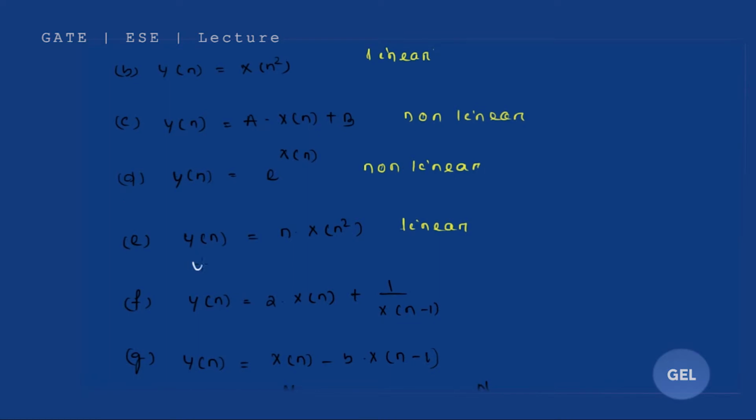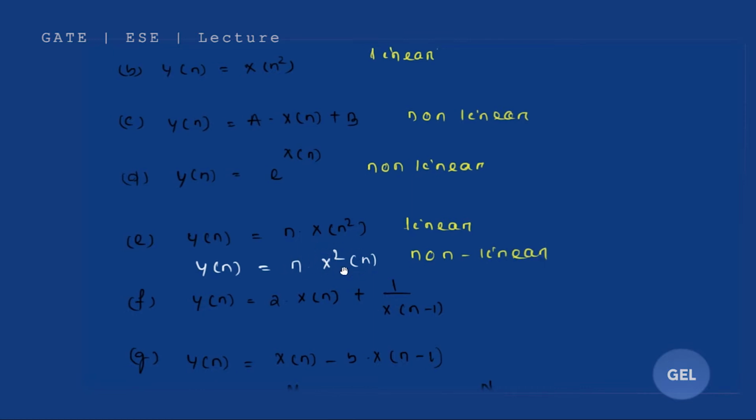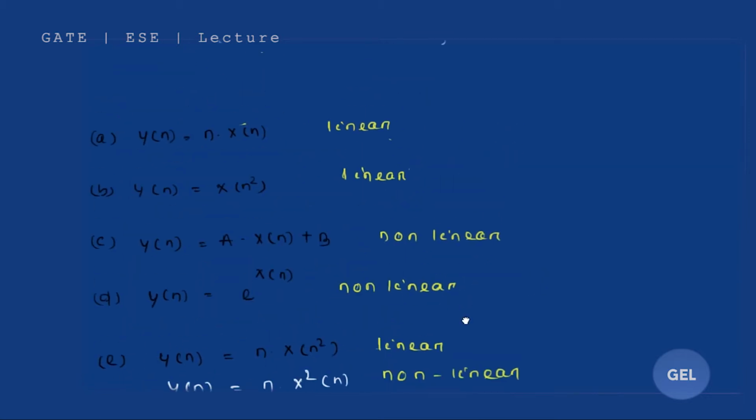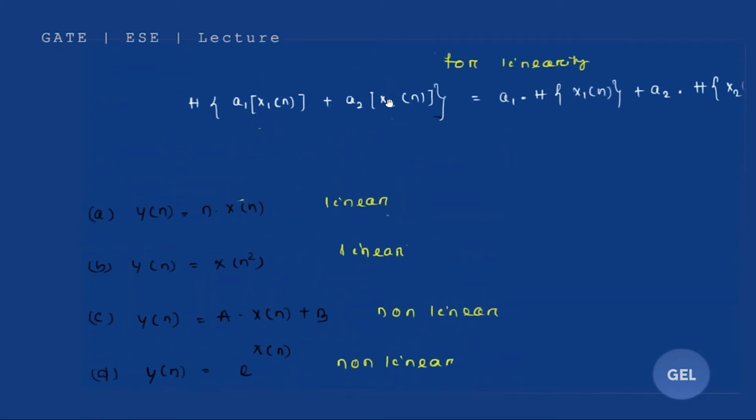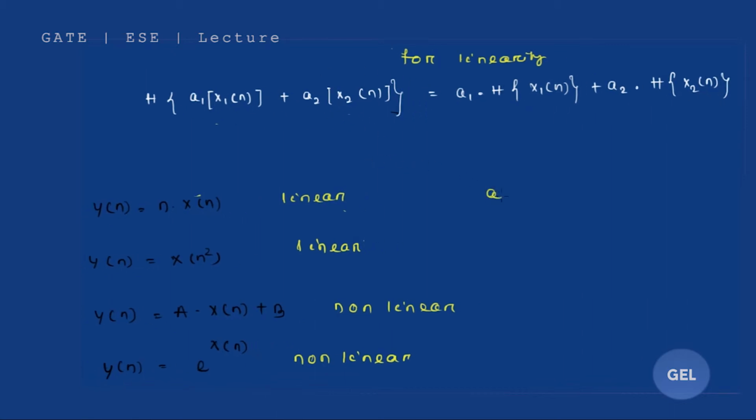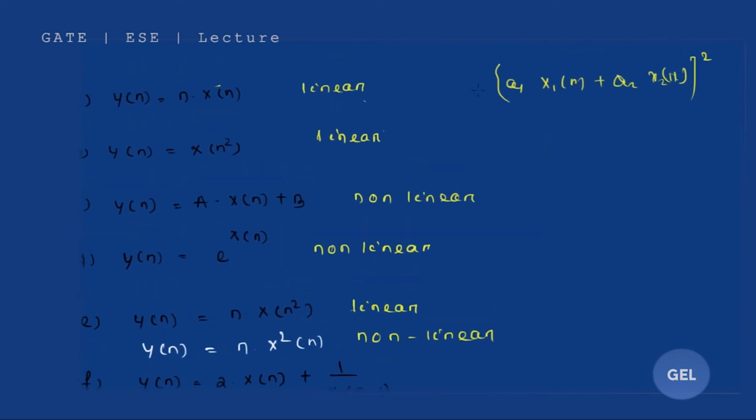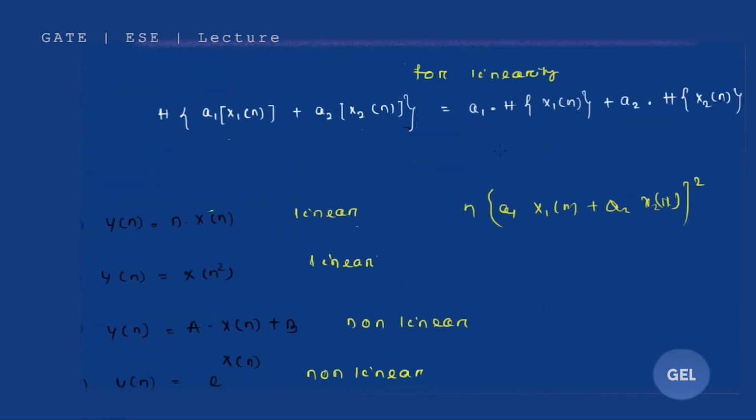If it were like this, look here carefully, y of n equals n into x square n, this will be non-linear. Clear? Because you are giving a problem to your entire function. Where will this create a problem? When you are taking the overall transformation of this thing, meaning a1 x1 n plus a2 x2 n comes in. In one place this total will be squared, n into the whole square of this thing. But here in the RHS, a1 x1 will be squared individually, and a2 x2 n will be squared individually.